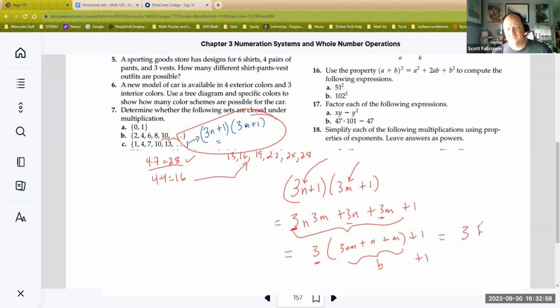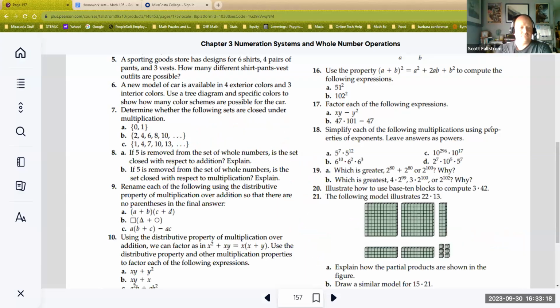So this is 3 times some integer plus 1. That means it is closed under multiplication. So when I multiply them, I will get something of the same form. Without something like what I just showed, all you've done is shown a bunch of cases that work. Cases that work is not enough. Okay. Question 8's a good one. You'll see something along these lines as we keep going on.